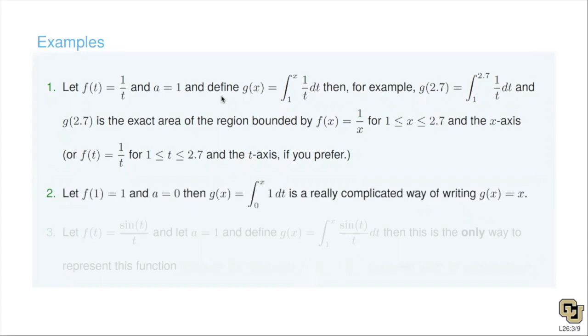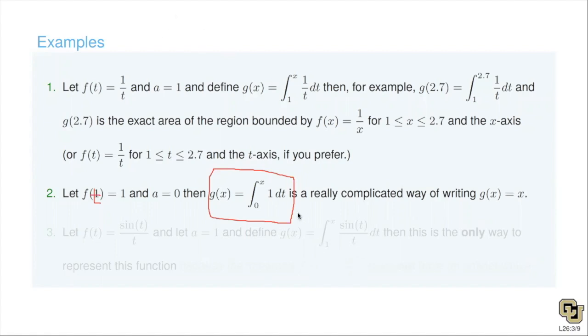So here's a really easy example that we would never do. Let f of, so this is a typo, this should be t here. Let f of t equal 1 and a equal to 0, and I define this integral representation of a function. I define g of x to be the integral from 0 to x of 1 dt.